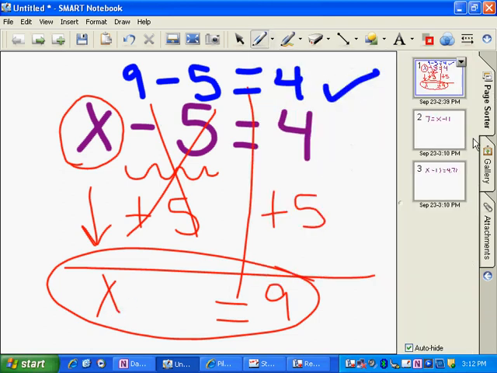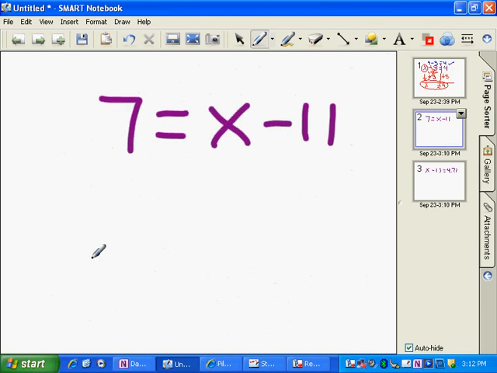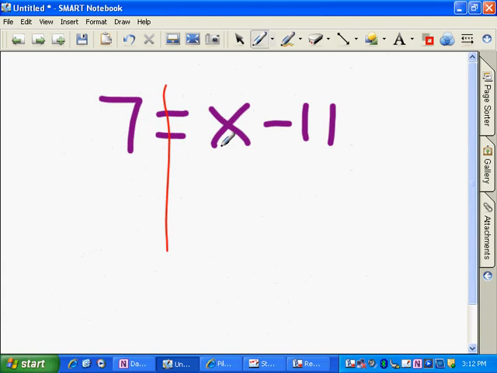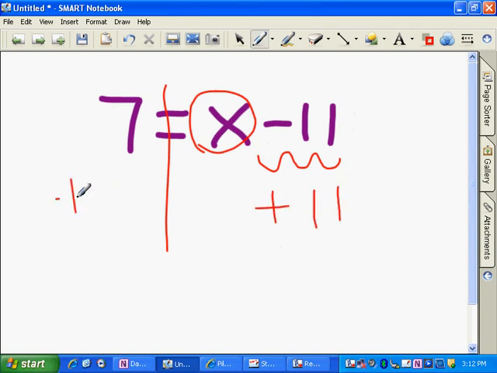Okay. With this example, we have 7 is equal to x minus 11. Again, we have two sides of our equation and we want to get the x by itself, so we've got to get rid of this minus 11. So the thing to do is to add 11, and because we do it on the right, we're going to add 11 on the left.